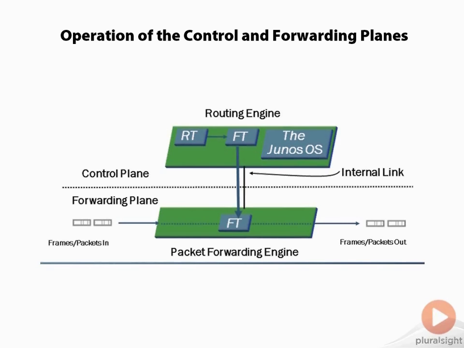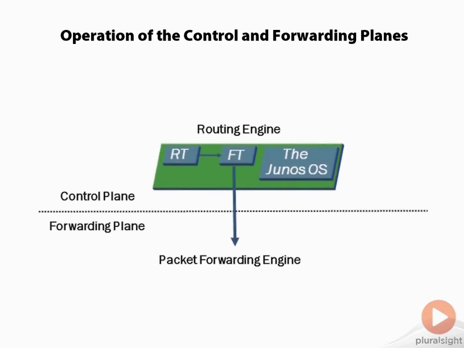Because the RE provides the intelligence of the device, the PFE can simply carry out its instructions to forward frames and packets with predictable performance and stability. In other words, the PFE doesn't have to think about what it's doing. The RE has already done that, so the PFE can simply perform the action. Because of this design, Junos devices can perform high availability functions like graceful routing engine switchover, unified in-service software upgrades, and non-stop active routing.